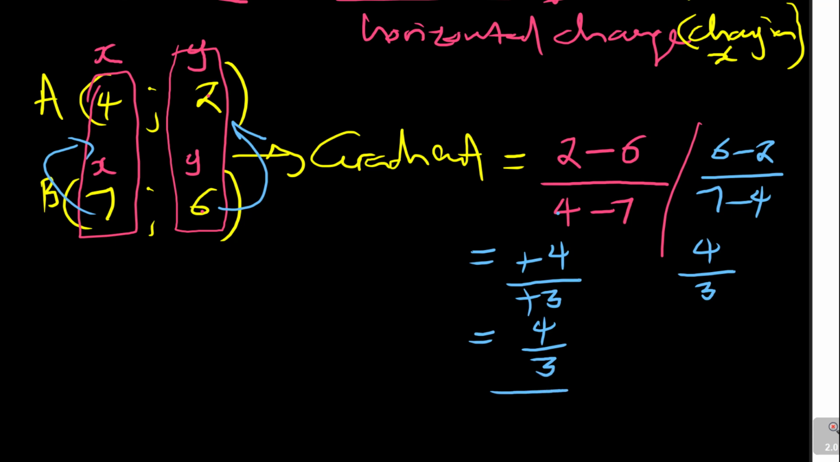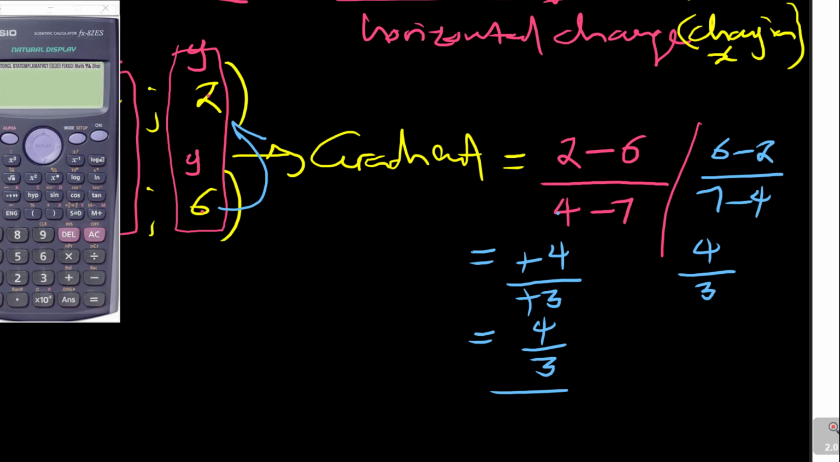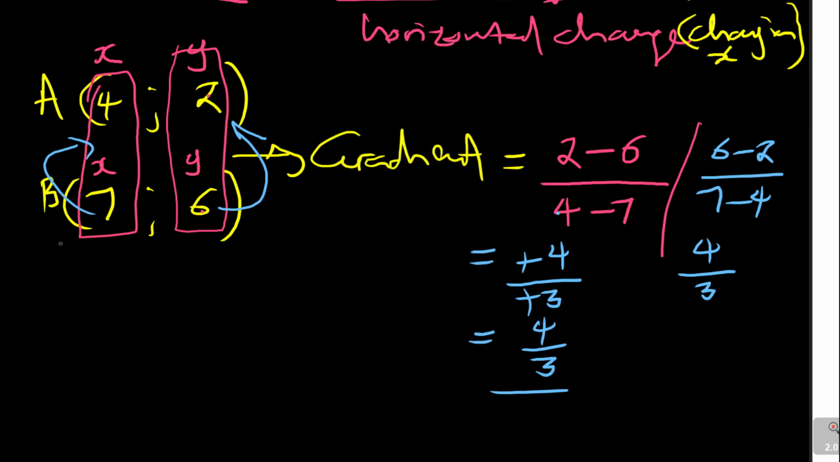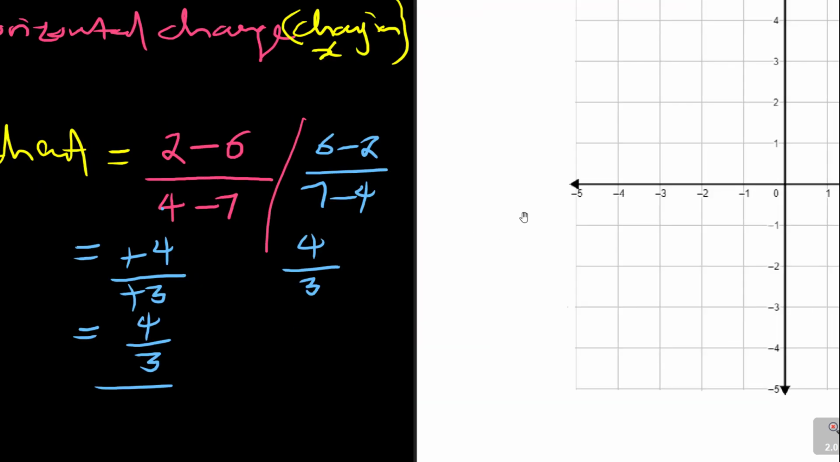But I always encourage you, when you're working on this, it's always good to just take a calculator. Don't make life hard. Just do this: 2 minus 6 over 4 minus 7. See, you don't have to make life hard. And then there it is, 4 over 3. So that's how you find the gradient. Are you with me? Let's come back to this.